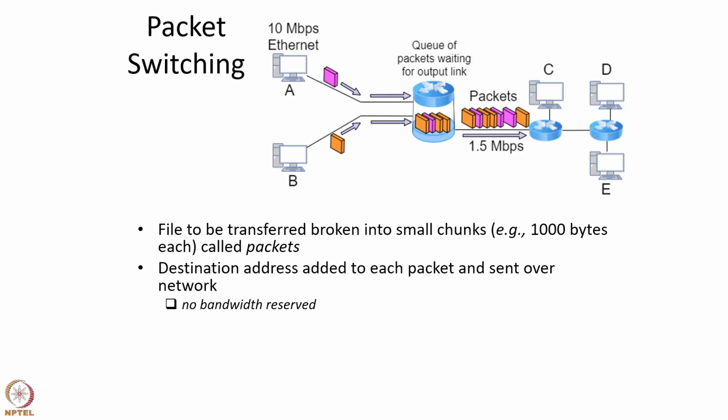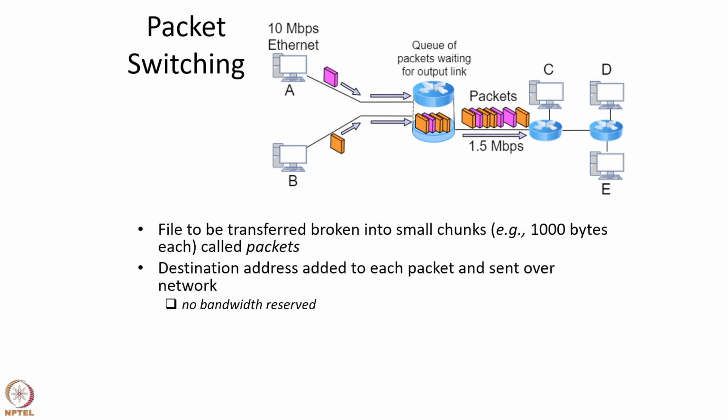Suppose this end system A wants to send some information to this end system C, and B wants to send some information to end system D. So first of all, the file to be transferred is broken into small chunks of 1,000 bytes each. The size of packets is variable, but it is typically about 1,000 bytes or so. These chunks are called packets.